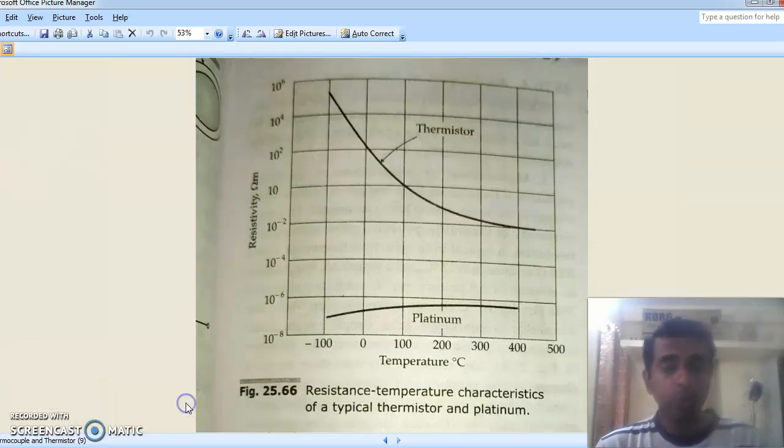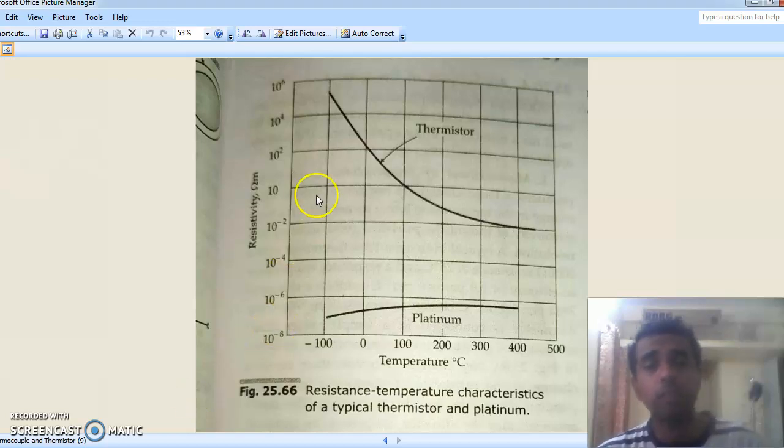Now we'll see the characteristics. I said that this is a highly nonlinear characteristic. One thing is that its resistance temperature coefficient is negative, unlike metals, which have a positive temperature coefficient. The meaning is that if it is positive, resistance increases along with increase in temperature, whereas if it is negative, resistance decreases along with increase in temperature.